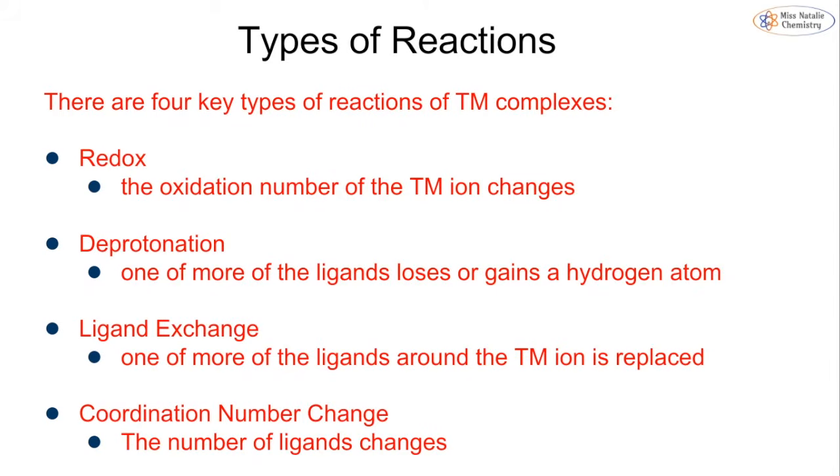So there are four key types of reactions of the transition metal complexes. The first one being redox, where we get a change in the oxidation number of our transition metal. We've got deprotonation, where one or more of the ligands loses or gains a hydrogen. We can have ligand exchange, where the ligands around the transition metal ion physically change, or a change in coordination number, which is determined by a change in the number of ligands that are actually attached via dative bonds. So we're going to look at each of these in a little bit more detail and then apply them to our examples of iron, cobalt and copper.